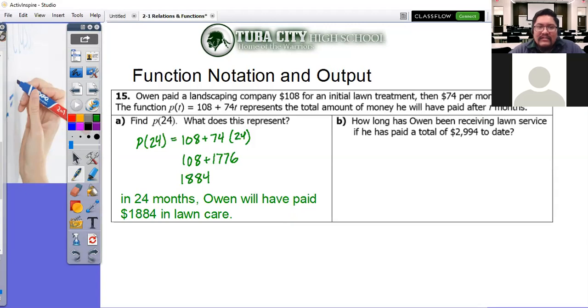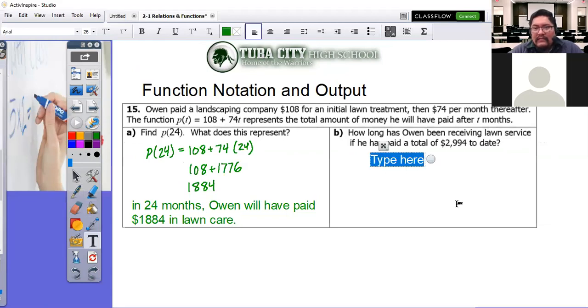Anyway, so this one's a different question. Well, actually, same problem, different question. So how long has Owen been receiving lawn service if he has paid a total of $2,994 to date? So this means we don't know the time, because it's asking us right there, how long has he been receiving lawn service? So that's a clue that we don't know the time. But we do know that the total is 2,994.